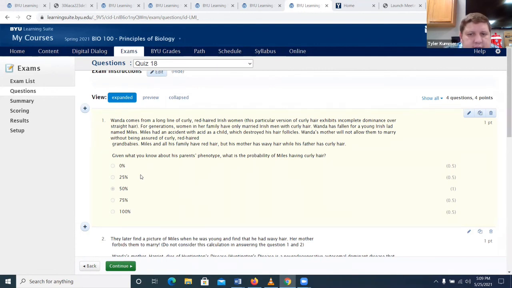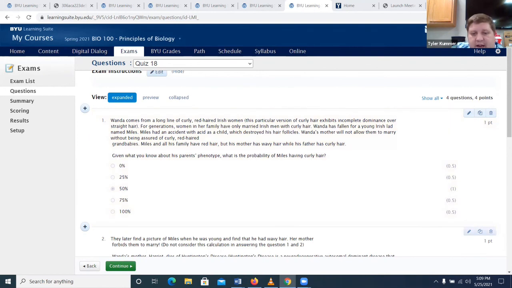Let's see. It mentions earlier that curly exhibits incomplete dominance over straight. So that means if we have both alleles present, we end up with wavy. So that tells me his mother must be heterozygous. His father has curly, so he must be homozygous for the curly allele.